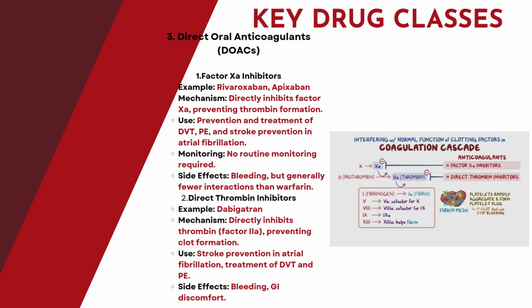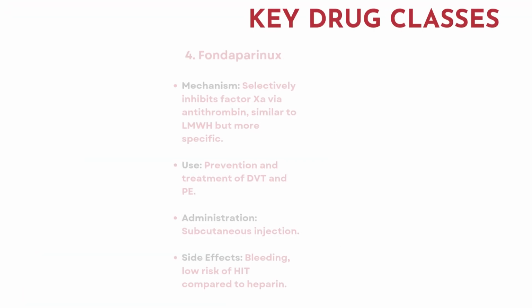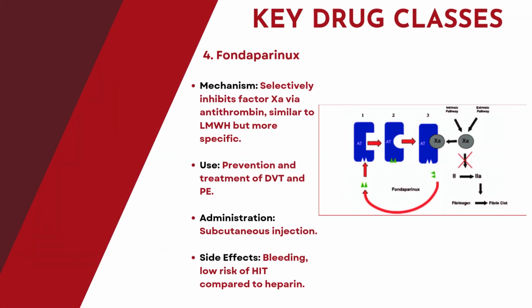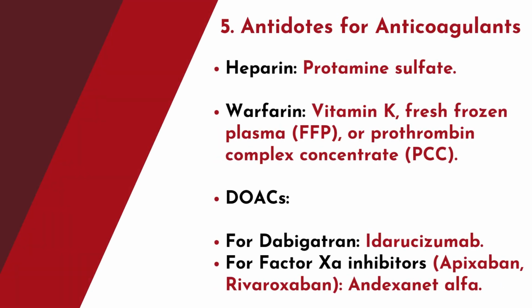Direct thrombin inhibitors. Mechanism: directly inhibits thrombin, factor 2A, preventing clot formation. 4. Fondaparinux. Mechanism: selectively inhibits factor XA via antithrombin, similar to low molecular weight heparin but more specific. 5. Antidotes for anticoagulants: heparin, protamine sulfate. Warfarin, vitamin K, fresh frozen plasma or prothrombin complex concentrate. DOACs: for dabigatran, idarucizumab; for factor XA inhibitors, andexanet alpha.